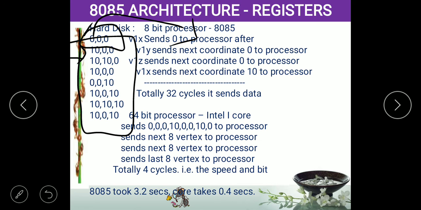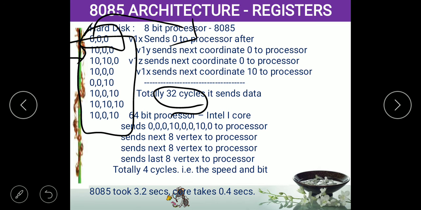So if you want to take all this data, it has to perform 32 cycles of operation. It has to read vertex 1 x coordinate, then vertex 1 y, then vertex 1 z. Then it goes to vertex 2 x, vertex 2 y, vertex 2 z. Like that, it takes 32 cycles to open a cube. A cycle means it has to take the data, put it in the RAM, from the RAM go to the register, and from the register go to the processor. So this is the process.